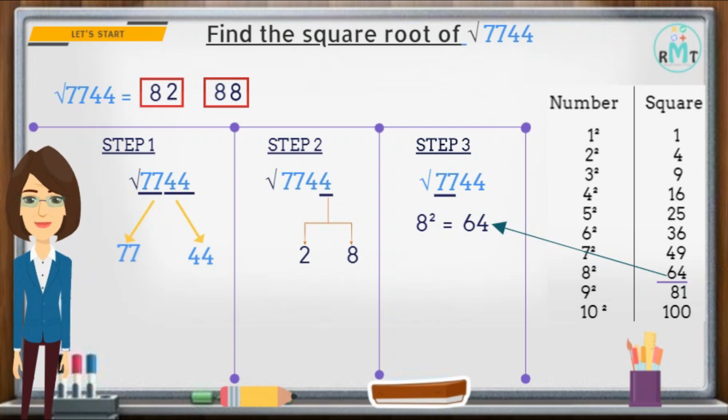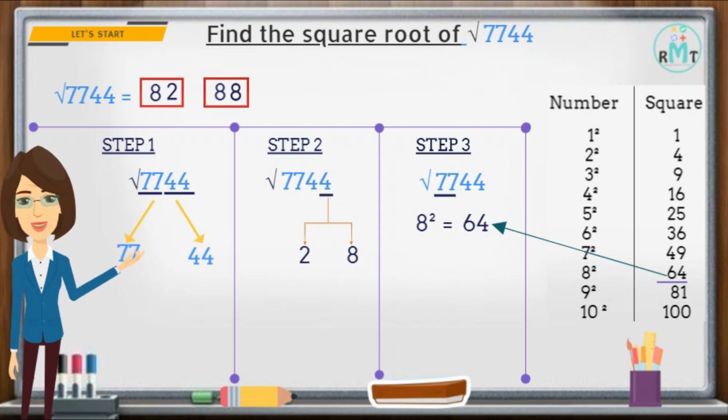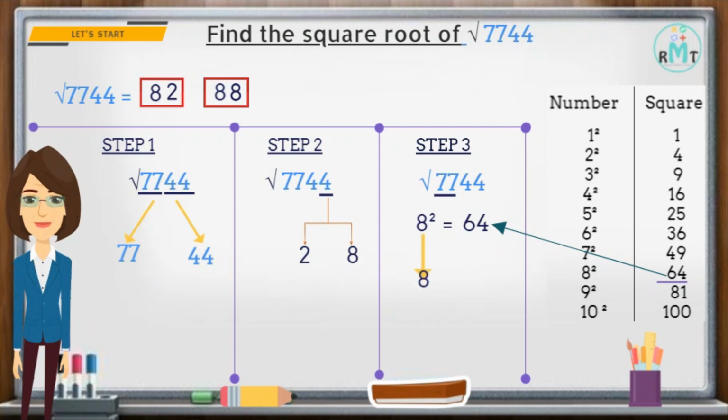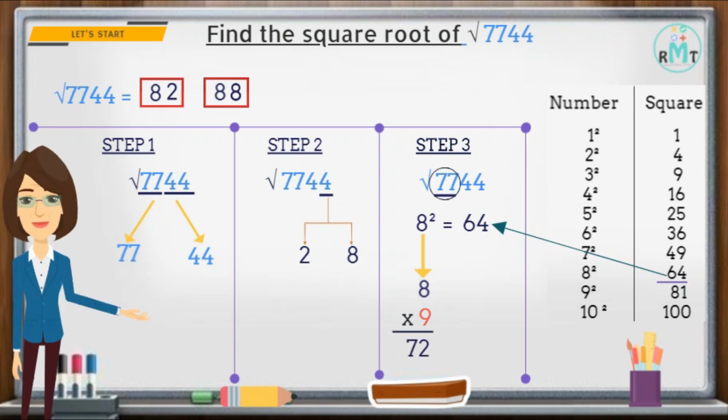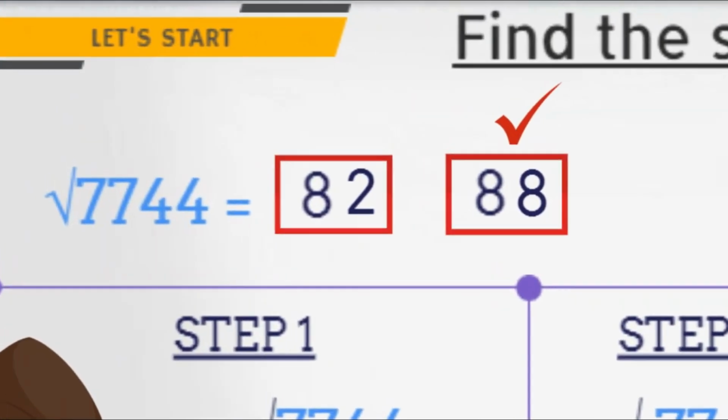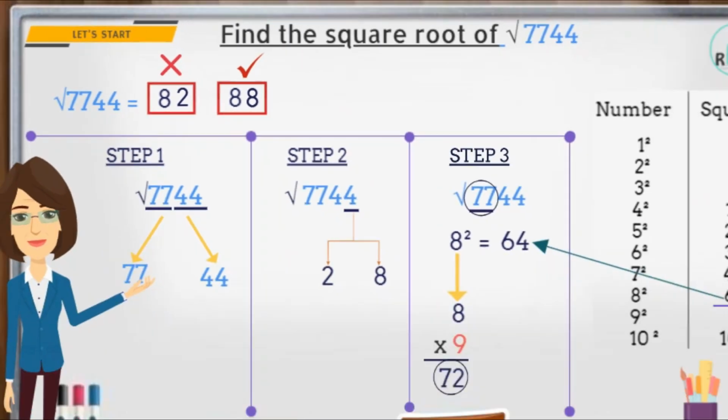Now we check which one is correct. So, we multiply 8 with its next number, which is 9, so we get 72. And we can see that 77, which is given in the question, is greater than 72. Therefore, the square root of 7744 is 88 and not 82.